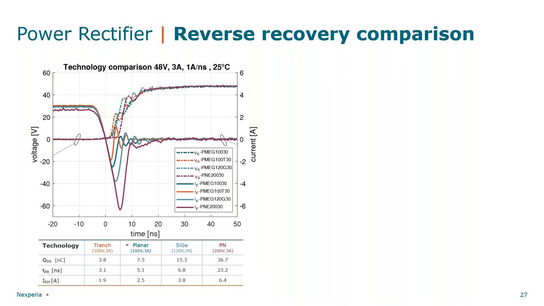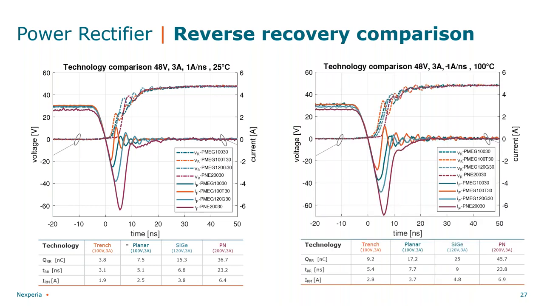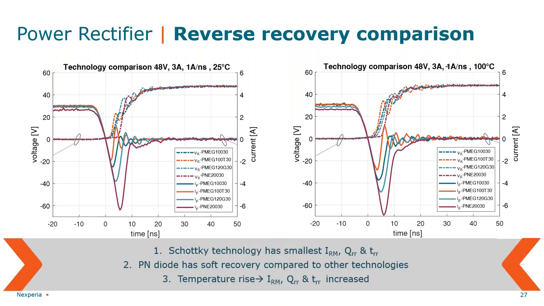How does this change over temperature? So we used the same technologies and looked at 100 degrees. And we can see here that all the values increased by a factor. So for the next step, we only focus on the Schottky technologies because they show the most promising results, having the lowest reverse recovery effects. So to summarize, the Schottky technology has the smallest IRM, QRR, and TRR. The PN diode has a softer recovery at the end compared to other technologies. And if the temperature rises, all the values increase.